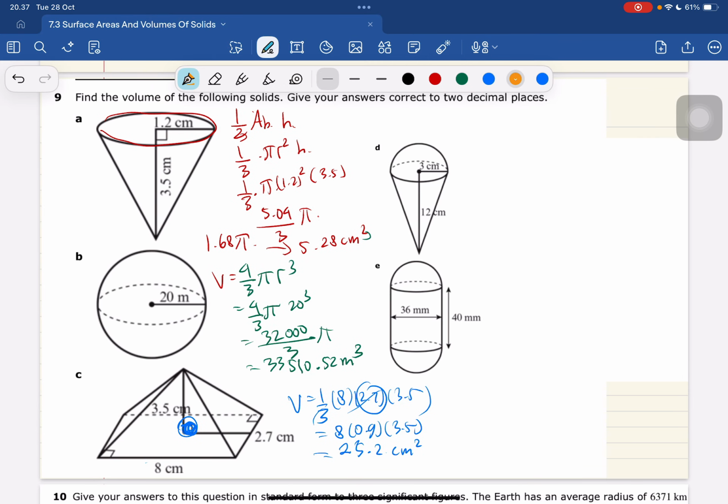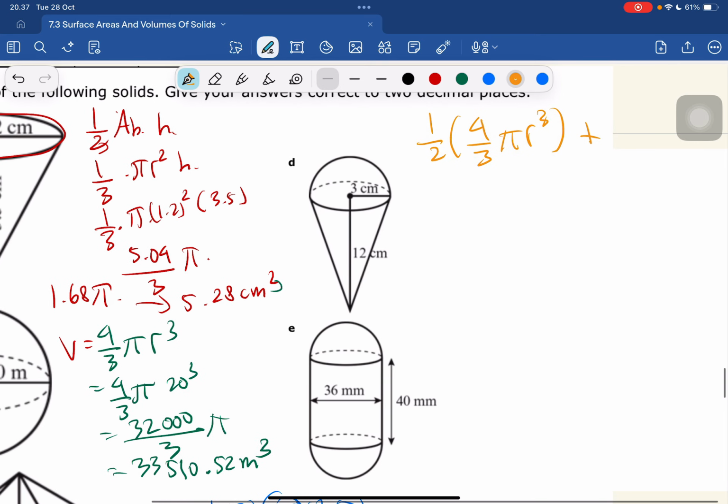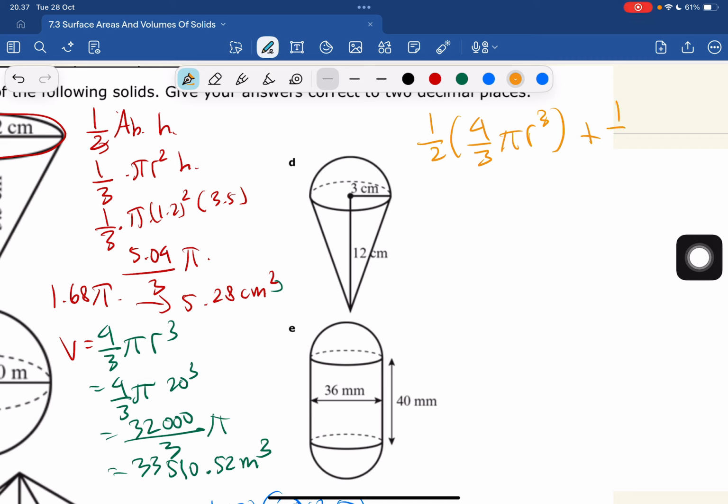Okay, let us find it. So this is a half of the sphere. It means 4/3 pi r cubed, and then we will add the cone, so 1/3 the area, which is pi r squared, times the height. So let us substitute it.